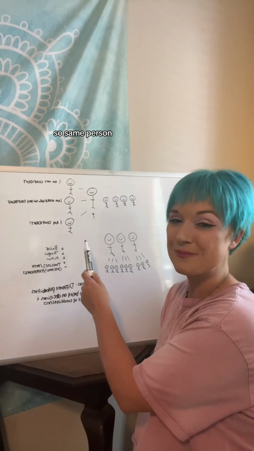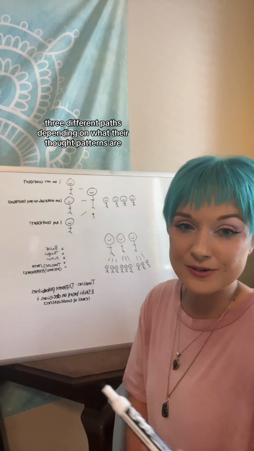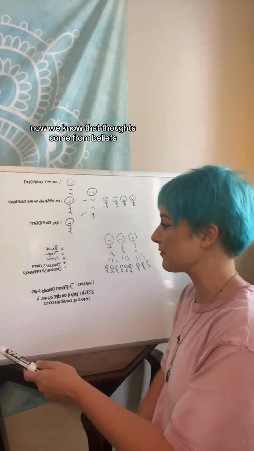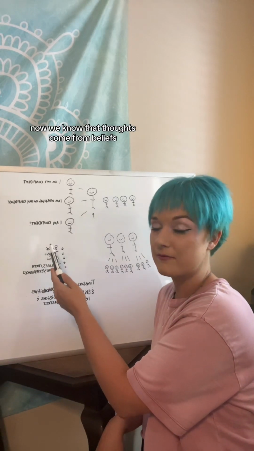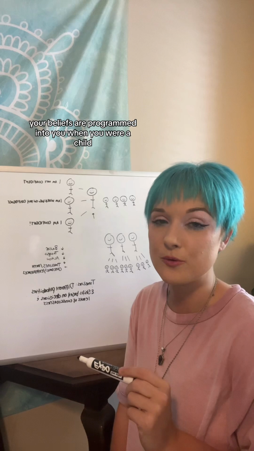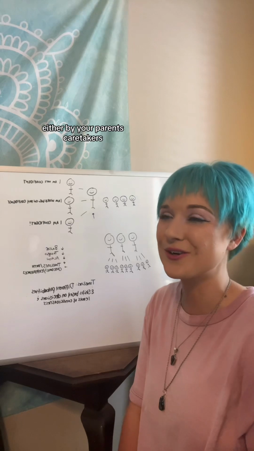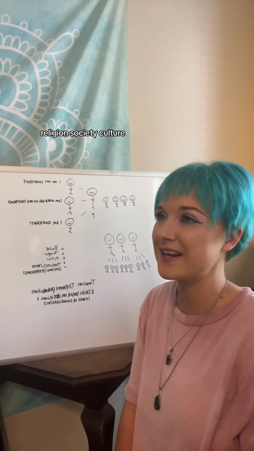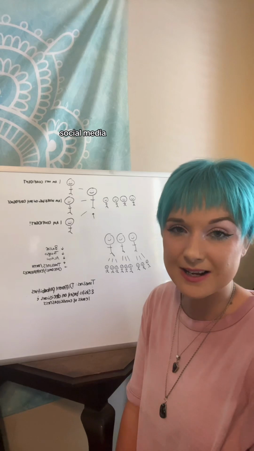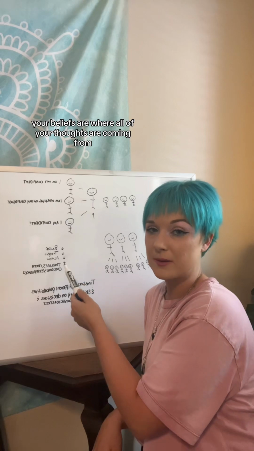So, same person, 3 different paths depending on what their thought patterns are. Now, we know that thoughts come from beliefs. Your beliefs are programmed into you when you were a child or when you're a teen, either by your parents, caretakers, religion, society, culture, social media. Your beliefs are where all of your thoughts are coming from.